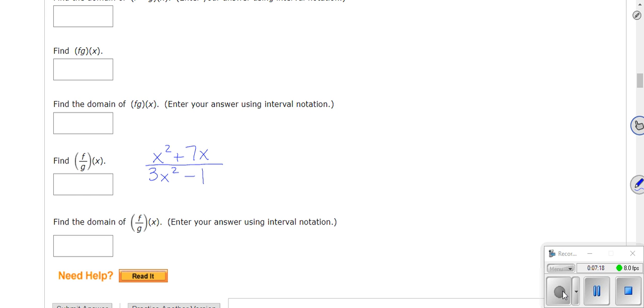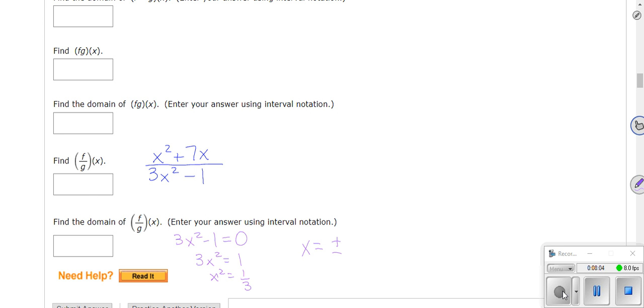But the domain, that's where the rub comes in. Numerators can be 0, so nothing weird there. Denominators cannot be 0. So what we first need to do here is set our denominator, the 3x squared minus 1, equal to 0, and solve for the value of x that's going to make it equal that. So 3x squared equals 1, x squared equals 1/3. Okay, so then how do I solve for that? Square root. So x is going to equal plus or minus.